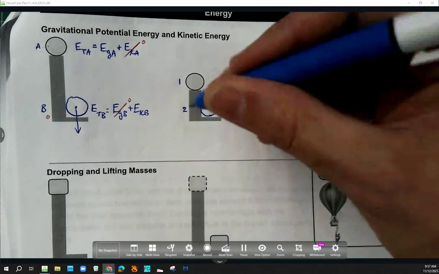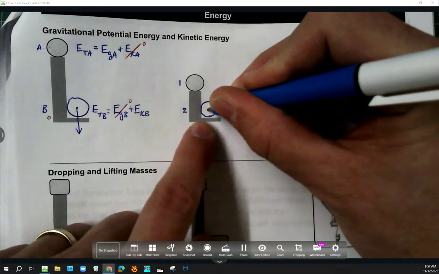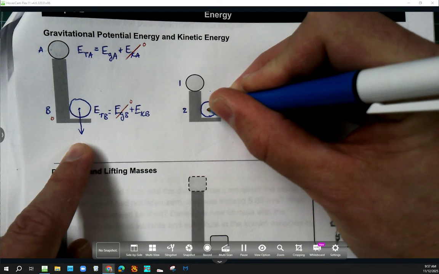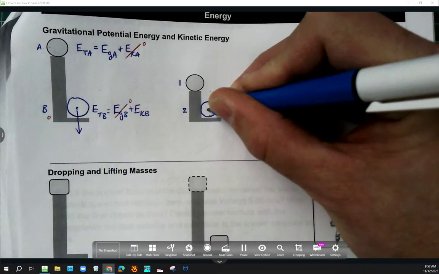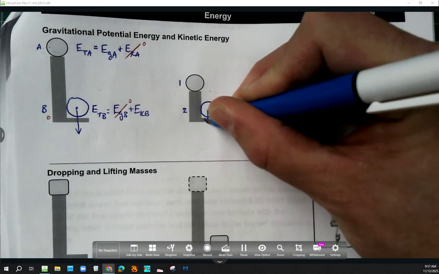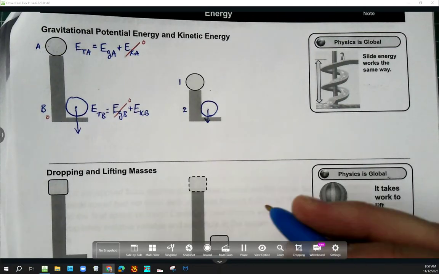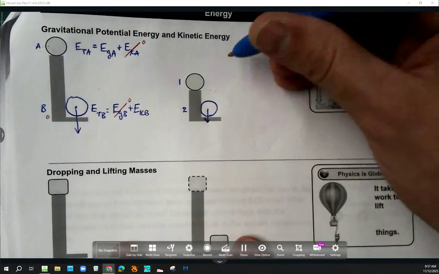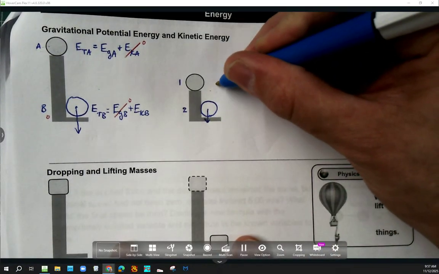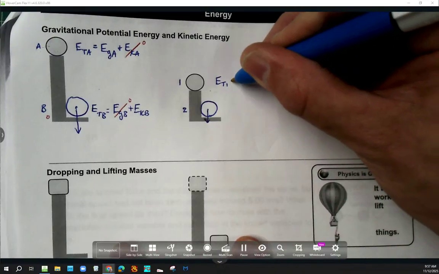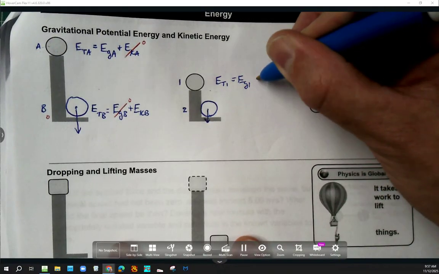Anyway, when this thing hits the ground, what would you say about its speed compared to the earlier version? Yeah, it's less. I'm going to indicate that visually by a smaller arrow, okay? And we know that. We've dropped things. But we could still come up with an expression, E total 1 equals E_G1 plus E_K1.